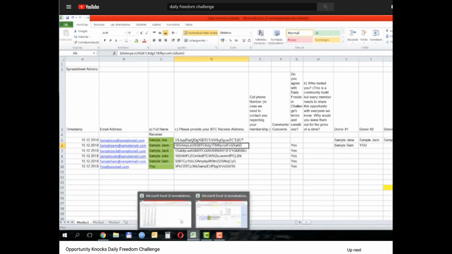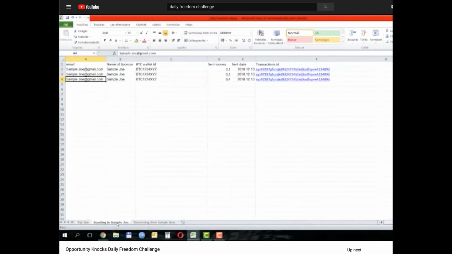Okay, I made a file. Let's say that I have to pay Sample Joe. I get the data from the other spreadsheet here, and I say that this was his Bitcoin address. I sent him the 10 cents on this date. And when I received the three 10-cent payments, then I send the 20 cents on the same day, or it can be any day, to him. Then I received the 20 cents, all three, so 40 cents I sent again to Sample Joe.